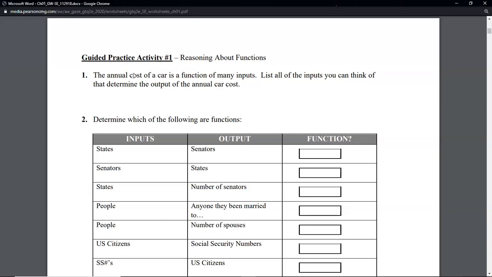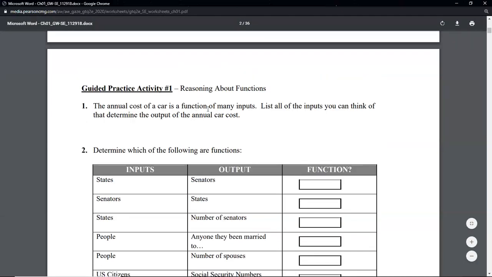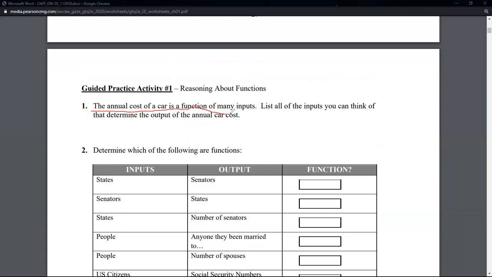The annual cost of a car is a function of many inputs. List all of the inputs you can think of that determine the output of the annual car cost. They are not kidding right here that the annual cost of a car is a function of many inputs. Many inputs. I'm just going to circle that word. So when you buy a car, oh, okay, this car costs $9,999. That's not the only cost of the car. The sticker price is definitely one of those costs.